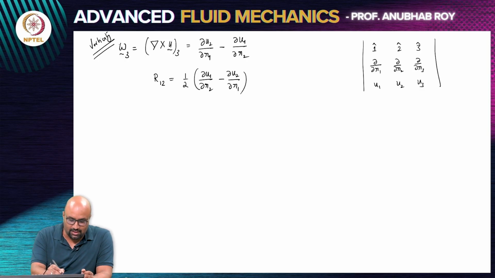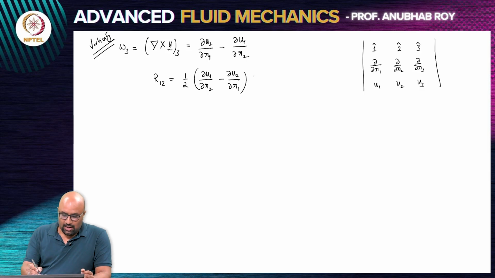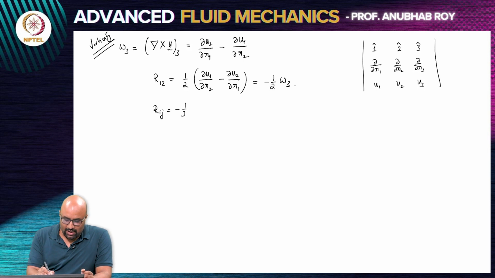We will encounter this a little bit more going forward. So, it is the third component of omega. So, you can see that R12 is minus half omega 3, right. The relation is Rij is minus half epsilon ijk omega k, where omega is curl of U.